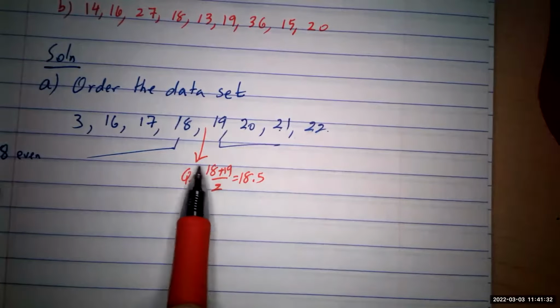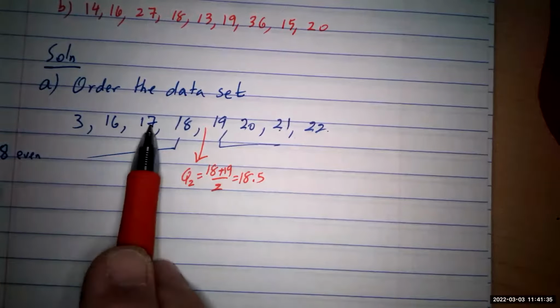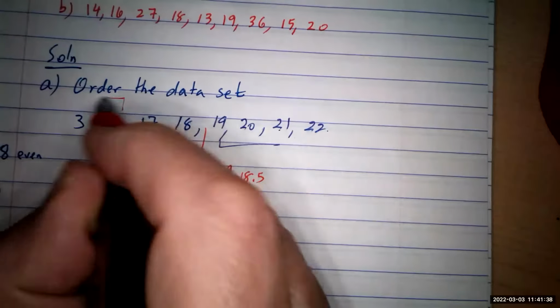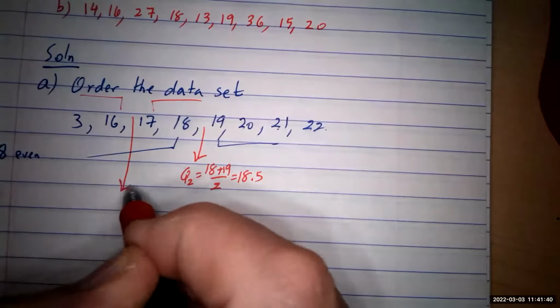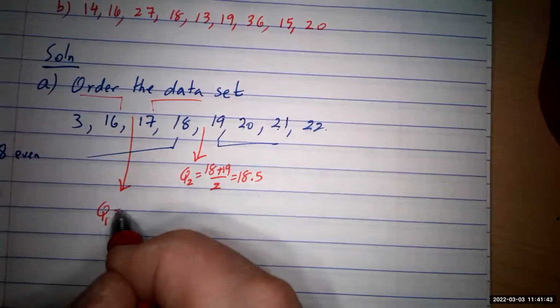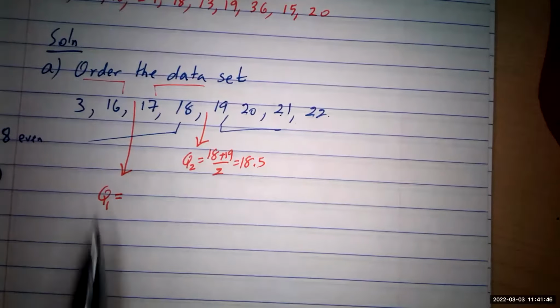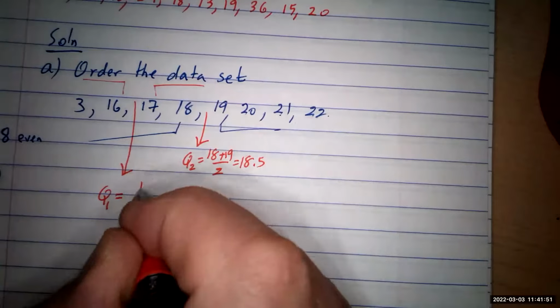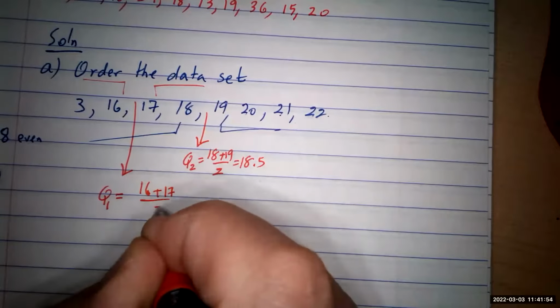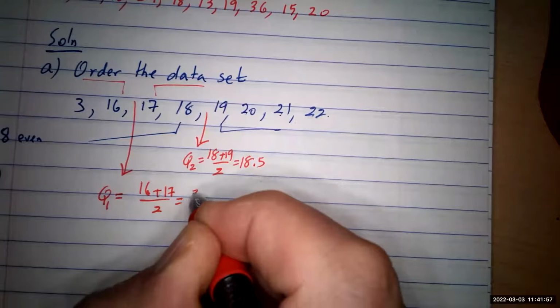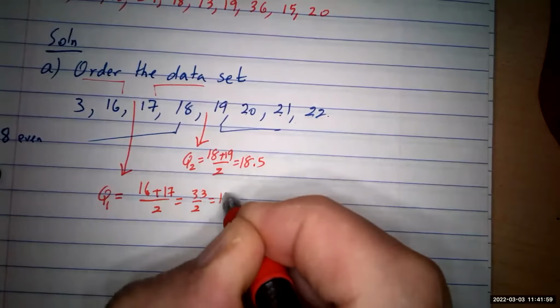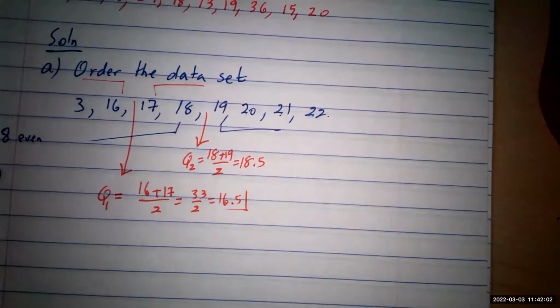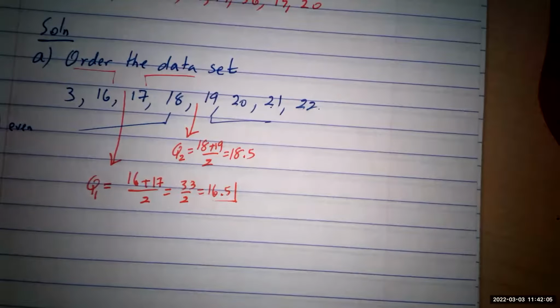To the left of the 18.5, you get 1, 2, 3, 4. So 2 to the right, 2 to the left. That should give you Q1. If it's an odd number, you will see it right away, but it's not odd. So it's going to be 16 plus 17 divided by 2. That would be 33 divided by 2, 16.5. So that gives us Q1. Of course, a calculator can give you this result as well.